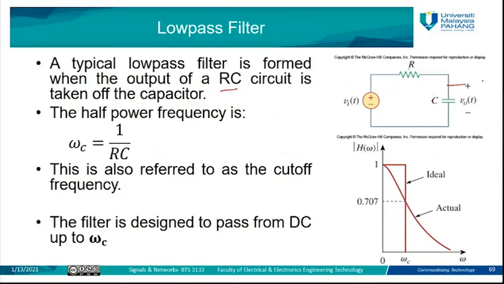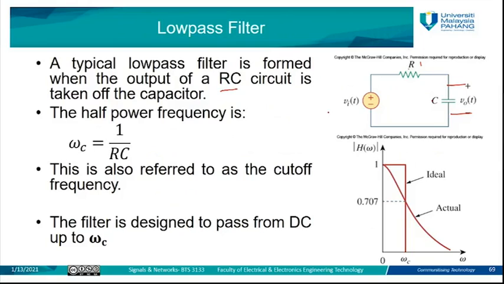By taking the output across the capacitor. It's not taken from the resistor; you take the output from the capacitor. In this case, this circuit represents the low pass filter. It will allow frequencies from 0 to FC, or omega C, to pass through the circuit, while frequencies greater than omega C or FC will not go through the circuit.